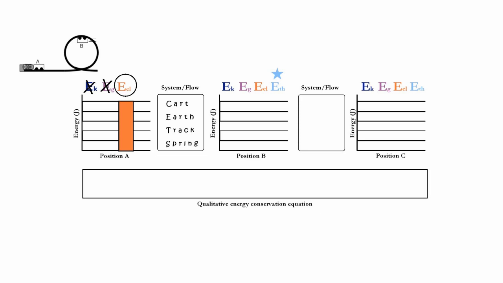Now, is there any kinetic energy? The three swooshy marks tell us that the cart is moving, so we know there is kinetic energy. Circle EK. Is there energy stored in the gravitational field between the cart and the Earth? Yes. The cart has risen, so energy is now stored in the gravitational field between the Earth and the cart. Circle EG.